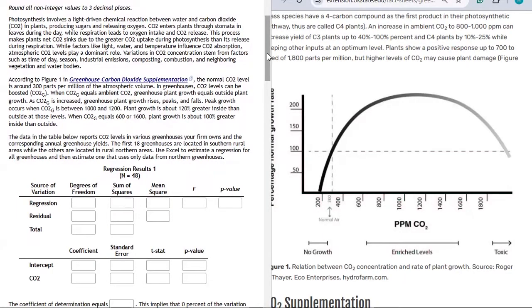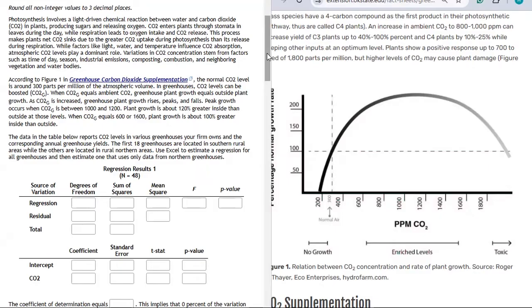Now, in both of these parts of the lesson, we're going to look at how CO2 affects plant yields. Photosynthesis involves a light-driven chemical reaction between water and carbon dioxide in plants, producing sugars and releasing oxygen. CO2 enters plants through stomata in the leaves during the day, while respiration leads to oxygen intake and CO2 release. This process makes plants net CO2 sinks due to the greater CO2 uptake during photosynthesis than is released during respiration. While factors like light, water, and temperature influence CO2 absorption, atmospheric CO2 levels play a dominant role.